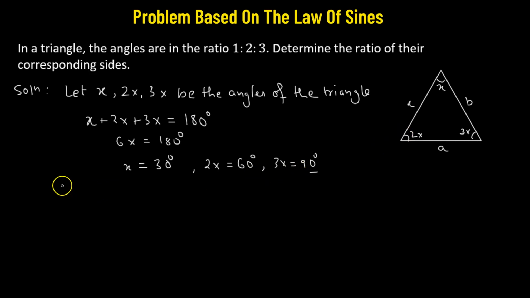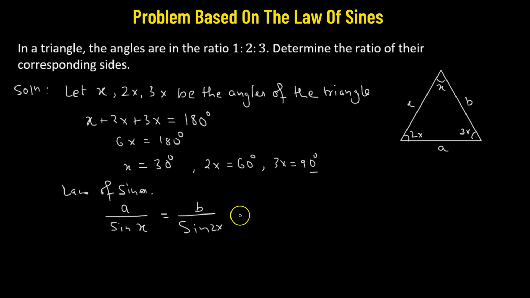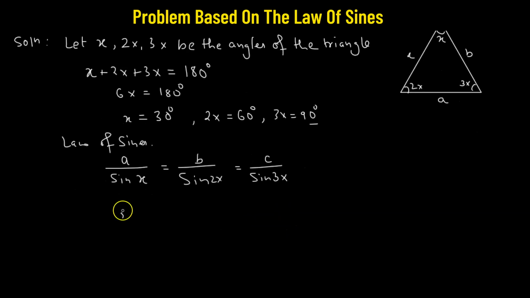Now here we can specify the law of sines. The law of sines states that if we take the side a and divide it by the sine of the angle opposite to it, which is x, this will equal b over sine 2x. So 2x is the angle opposite to side b, and this also equals the ratio of side c to the sine of the angle opposite to c, that's 3x. So we can say that a is to b is to c will equal sine x is to sine 2x is to sine 3x.